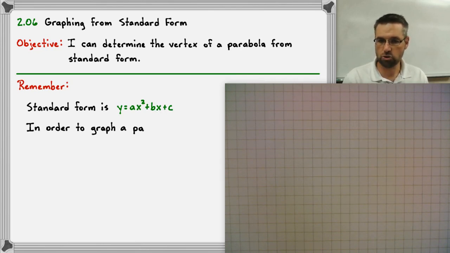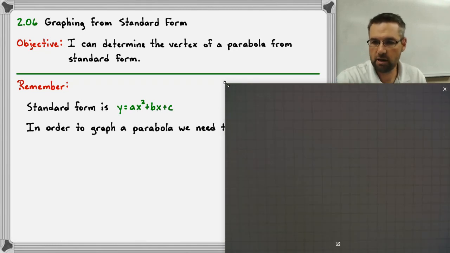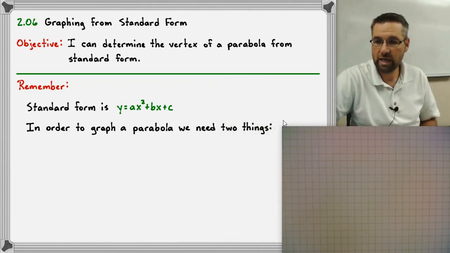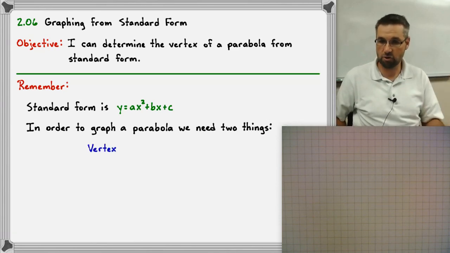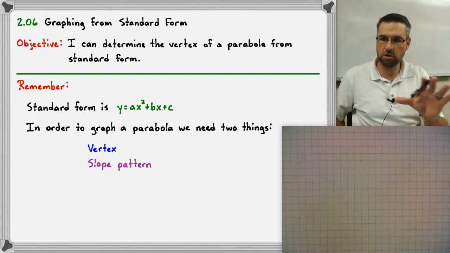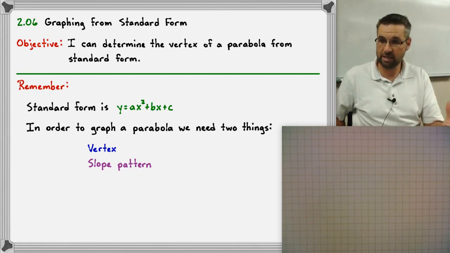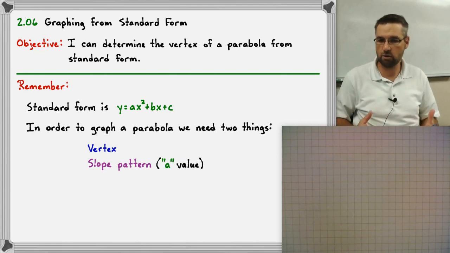So in order to graph a parabola, we need to get this screen out of the way so you can see what I wrote. We need two things, just like always. In order to graph a parabola, you need two things. You need the vertex and you need your slope pattern. Okay, just like you would with vertex form, you need your vertex and your slope pattern, no matter what form you're given. Okay, the question is, how do I determine these two things when I'm talking about standard form?